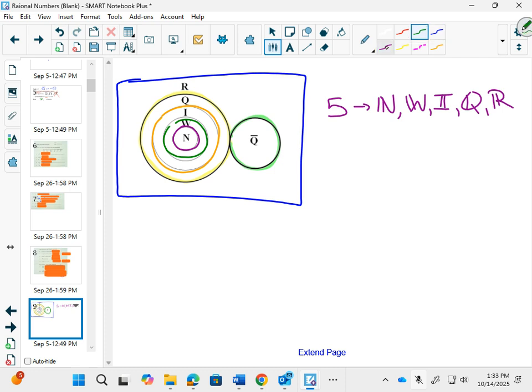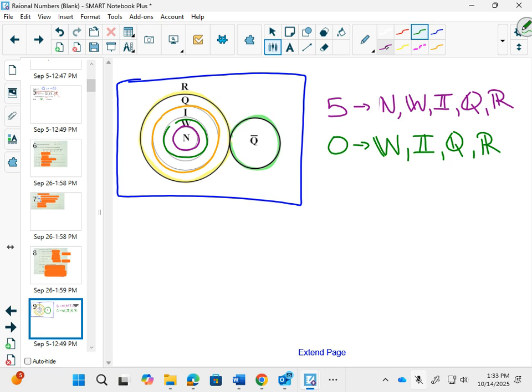If I picked 0, 0 isn't in the purple one. The purple one just starts with 1, 2, 3, 4. 0's first one would be the whole numbers. Then it's also in the I, it's also in the Q, and it's also in the R. It's all the numbers after that. So 0's in the green one, but not in the purple one.